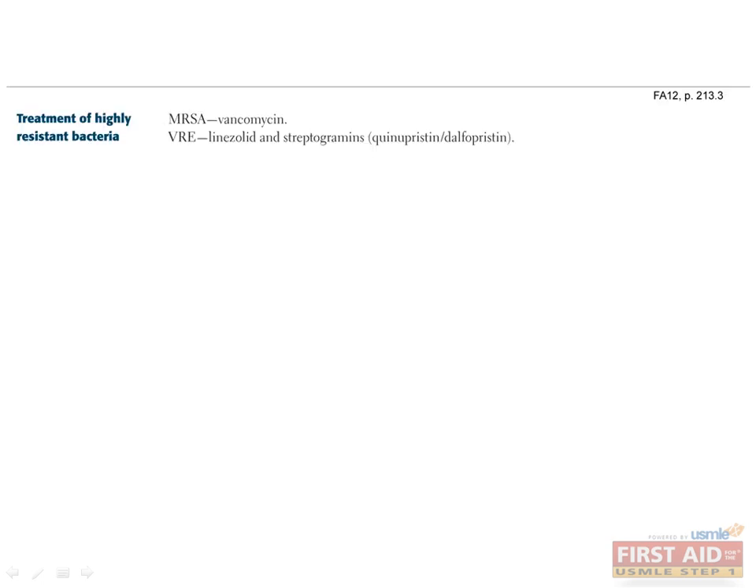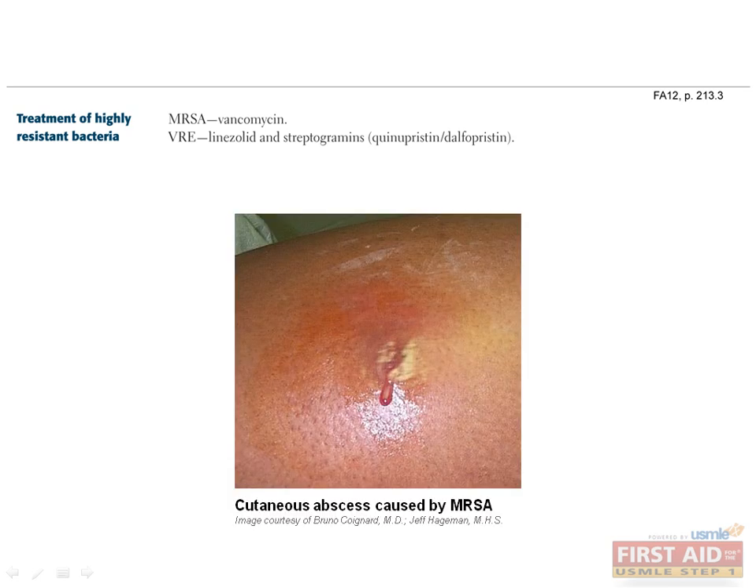Emergence of bacterial resistance to current antibiotics is a worsening problem in clinical settings. MRSA, or methicillin-resistant Staph aureus, is treated with vancomycin. Vancomycin-resistant enterococci, which are a type of group D streptococci, are treated with linezolid and streptogramins, which you will recall both have very broad spectrum coverage.